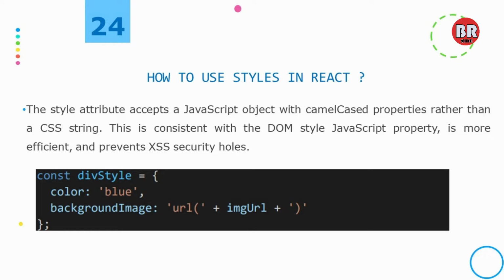How to use styles in React. The style attribute accepts a JavaScript object with camelCased properties rather than a CSS string. This is consistent with the DOM style JavaScript property, is more efficient, and prevents XSS security holes.